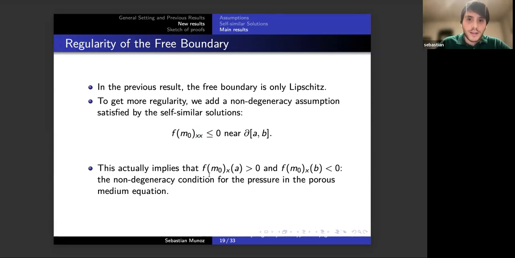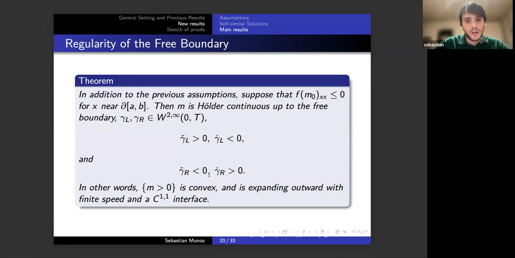So if we make these assumptions, this is a theorem. If f of m zero xx is less than or equal to zero near the free boundary, then m is further continuous up to the free boundary, and the free boundary is W to infinity or C1,1. Okay, so the curves are W to infinity, and furthermore, the left curve is convex, and the right curve is concave. That means that the support itself is convex.